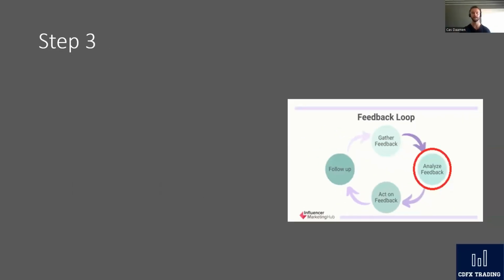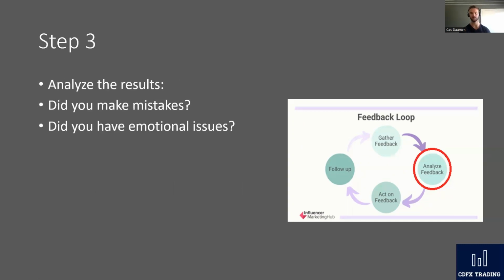Now, step three then becomes analyzing the feedback. So after a month, you have 20, 30, depends on your strategy, 20, 30 trades. And then you analyze the results. And these are the questions you want to ask yourself during that analysis phase. Did you make mistakes? Did you follow your plan? And with every single trade, you also want to log that. So did you follow your plan?